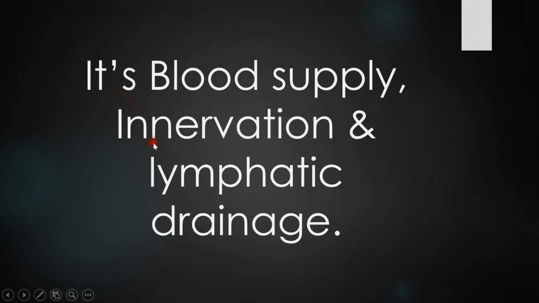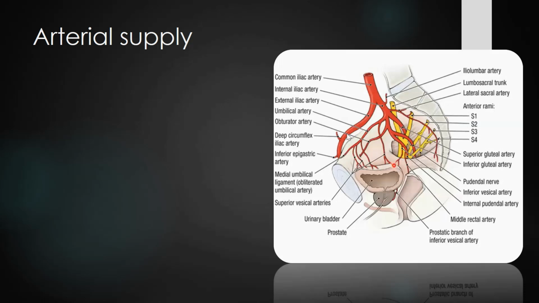Blood supply, innervation, and lymphatics. Arterial supply of the urinary bladder. We know from the cardiovascular system that this artery is the common iliac artery. This artery divides into external iliac artery going downwards to supply the lower limb, and two internal iliac arteries going to supply the viscera of the pelvis.